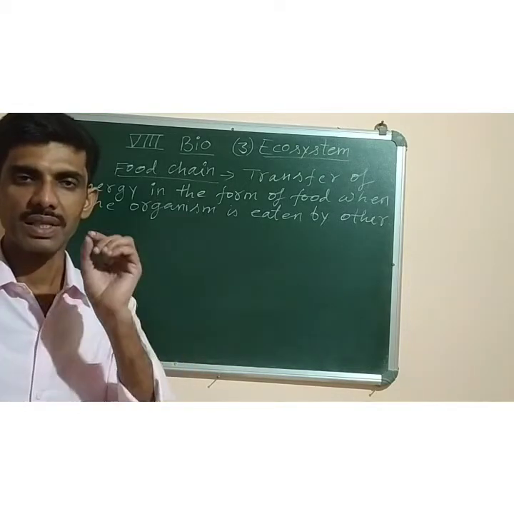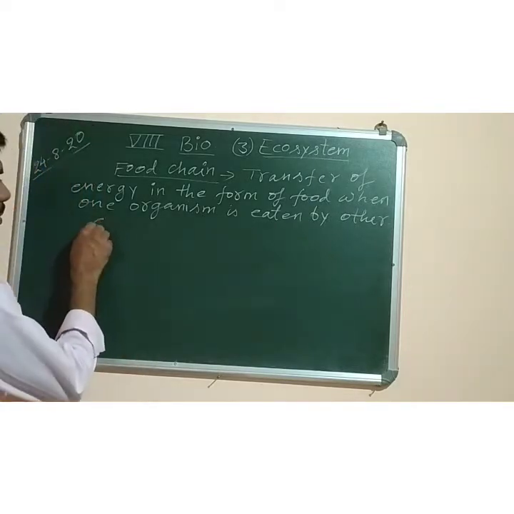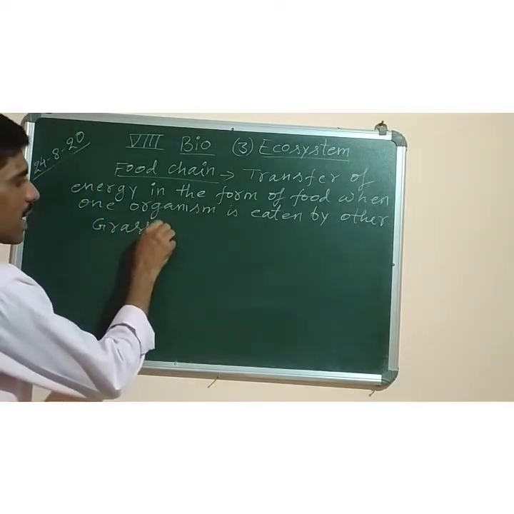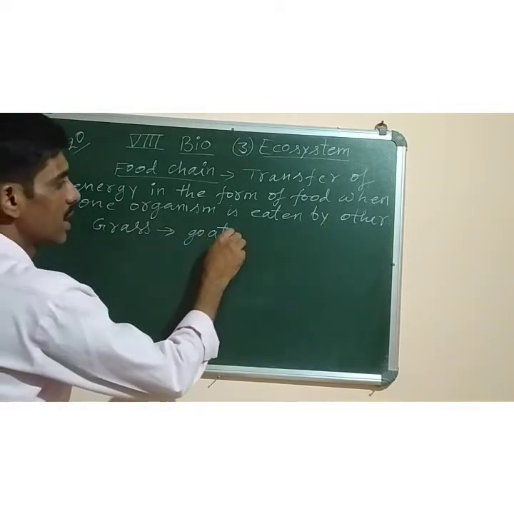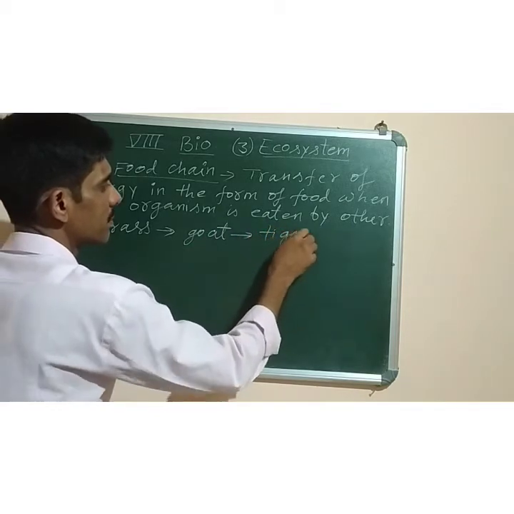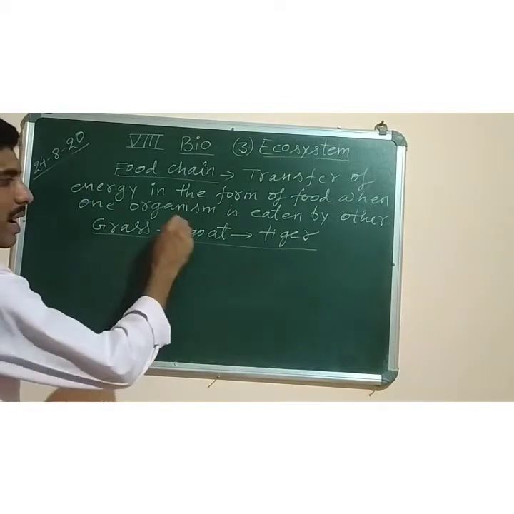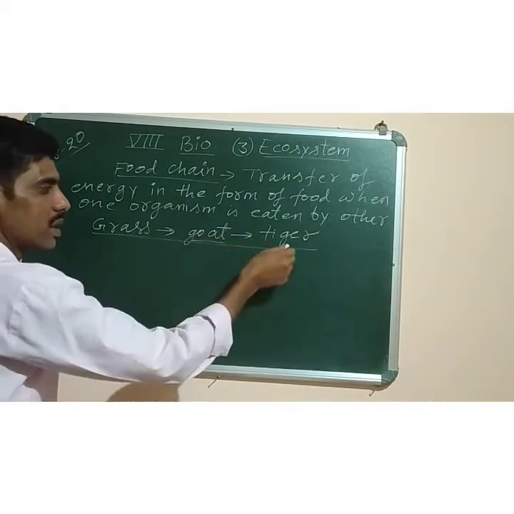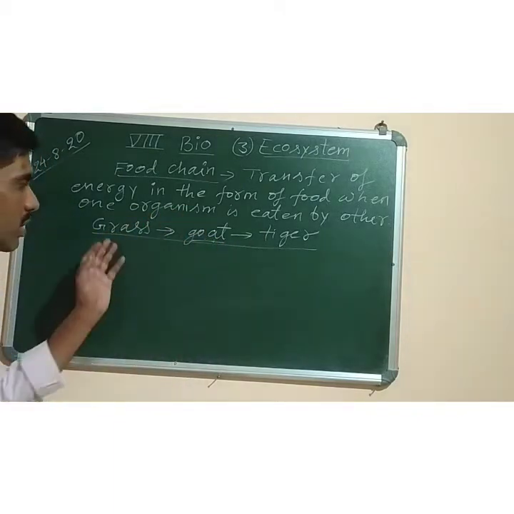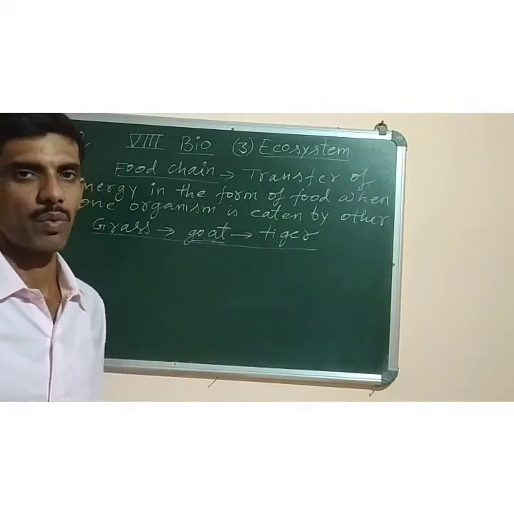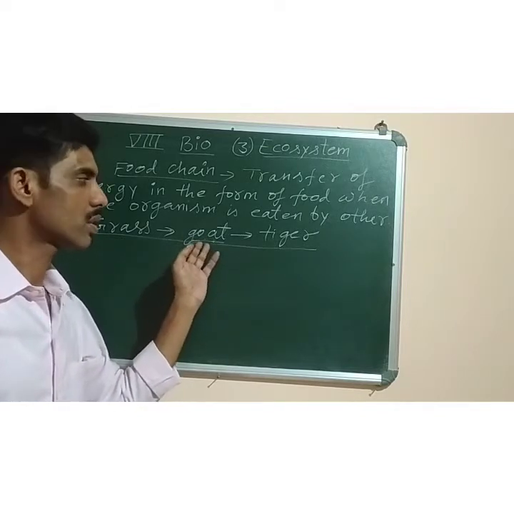Food chain is a chain in which many organisms are linked to each other. Like a simple food chain example I am saying: grass eaten by goat or any grass-eating animal, and the goat eaten by tiger. So this shows a simple food chain in which one organism is eaten by the other organism. Like goat is eaten by tiger and grass is eaten by goat. So during this process energy is transferred. Whatever energy was there in the grass came to the goat, and from this goat that energy was transferred to the tiger.